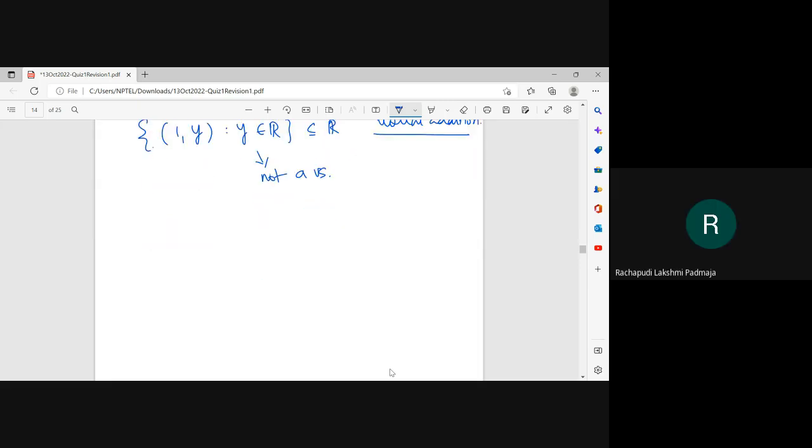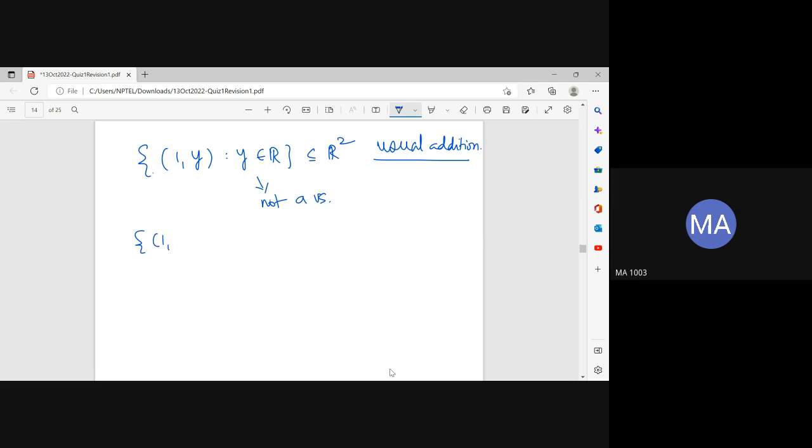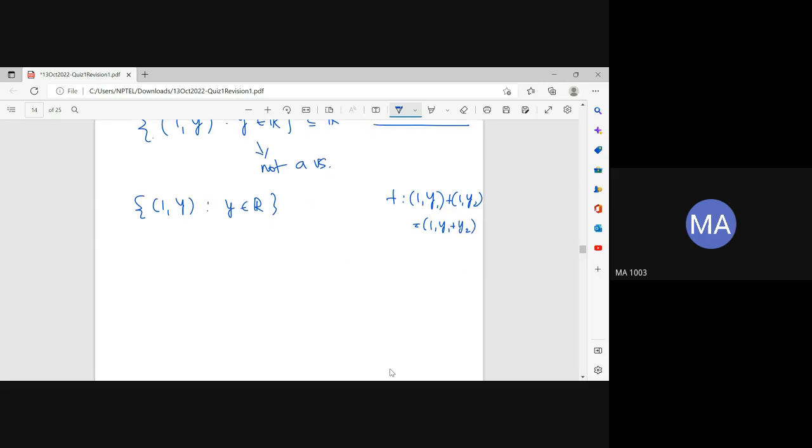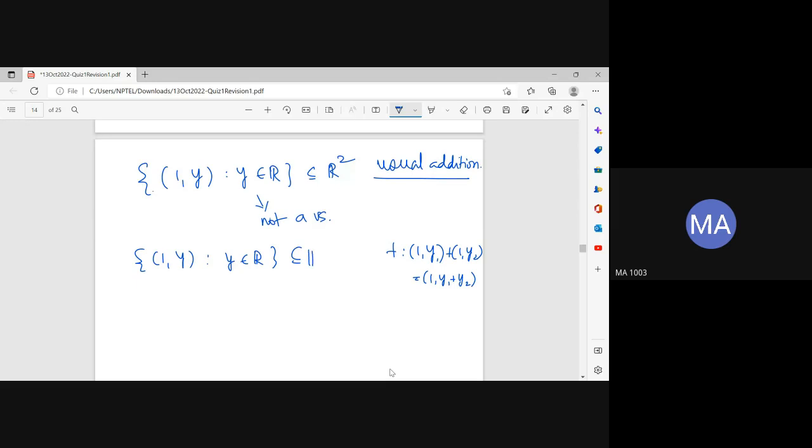Now we redefined addition. Addition is defined as (1, y1) plus (1, y2) is equal to (1, y1 plus y2). Now is it a subspace? No, ma'am, zero is not there. Zero vector, you should check with respect to the new operation. Now, if you want to talk about a subset of R2, ma'am, will (1, 0) be the zero of this vector space? Yes, it will be. But then, is R2 a vector space with this operation? That also you should check, right?